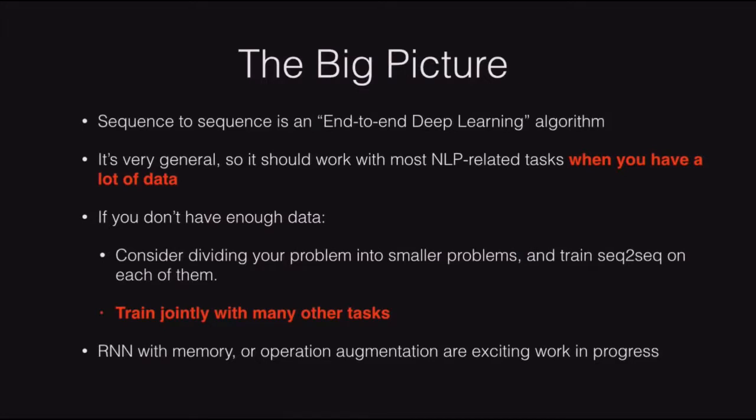But if you don't have enough supervised data, then you consider dividing your problem and training different components, or you can train jointly in a multitask setting. People also train it jointly with an autoencoder, namely you read the input sentence and then predict the output sentence again. Then you train jointly with all the tasks, and that works as well.